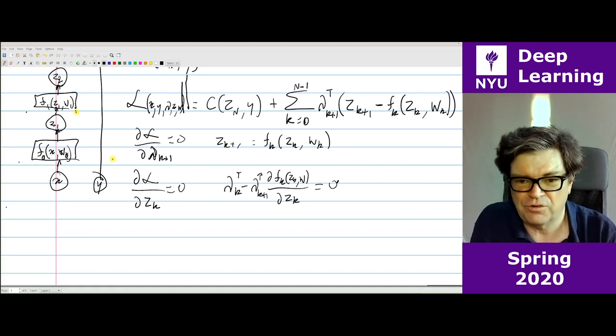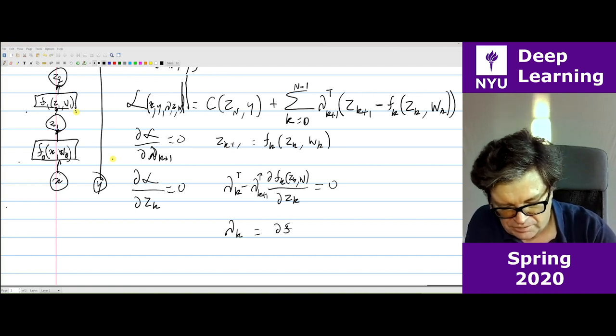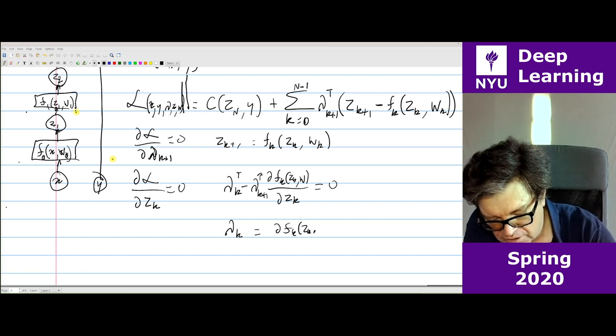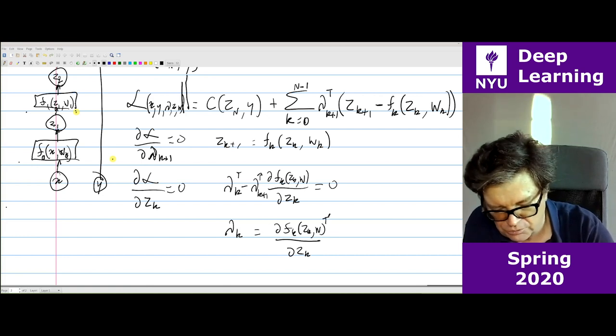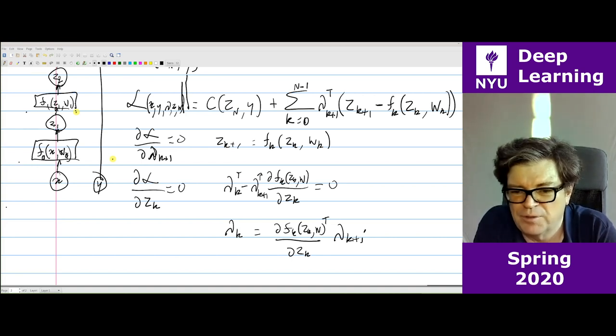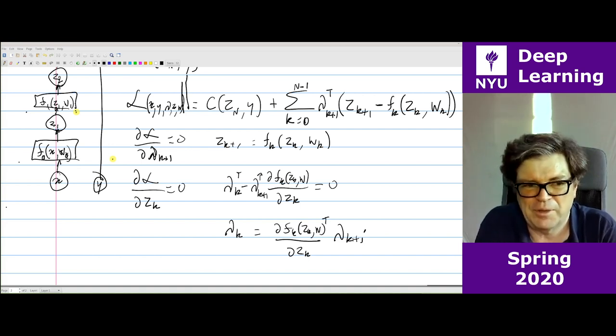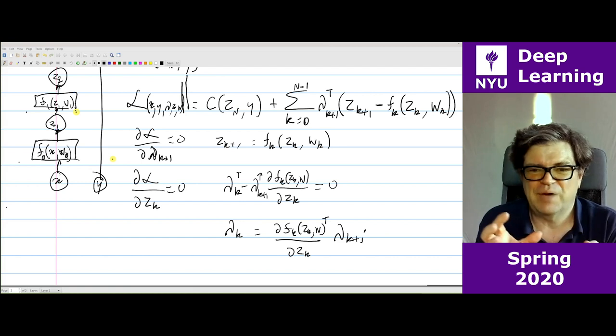So I'm going to rearrange all that, and what I get is lambda_k equals the Jacobian matrix of f_k with respect to z_k, transposed, times lambda_{k+1}. And funnily enough, this is actually the backpropagation formula, right? This gives you the gradients at level k, given the gradients at level k plus one: you multiply by the Jacobian of the box that you propagated through. So you don't have to think about it. You just write backprop as a constrained optimization problem, and backprop naturally comes out of it.